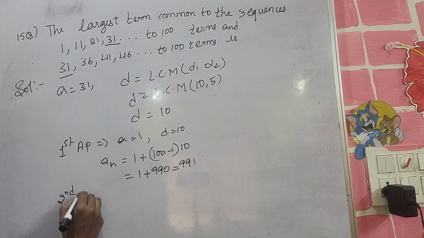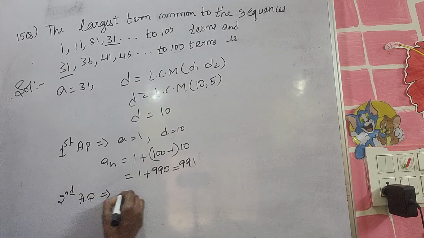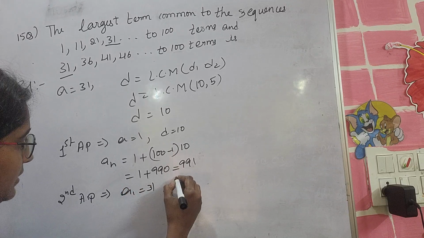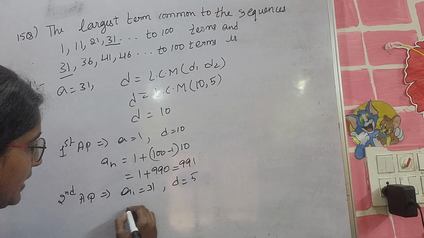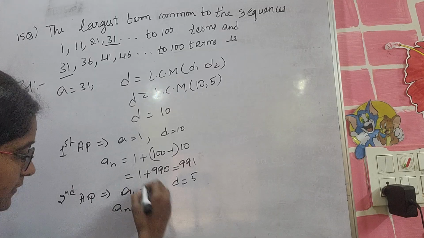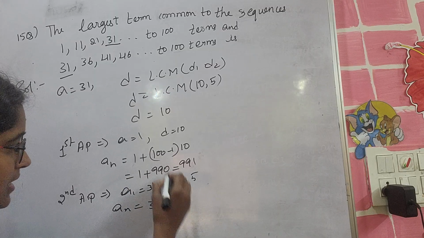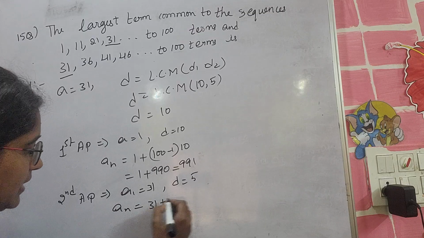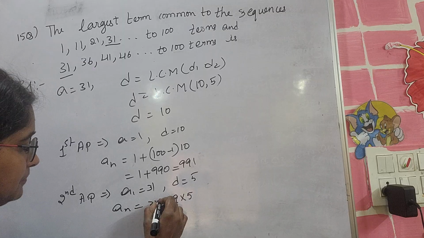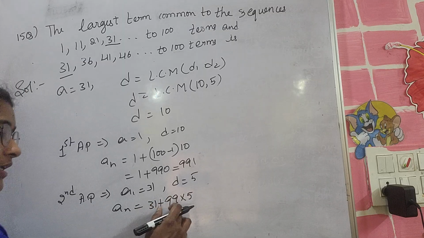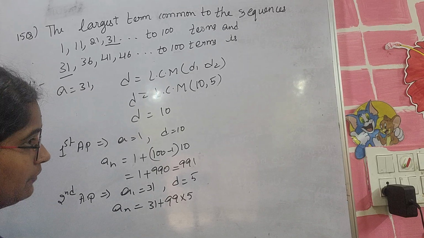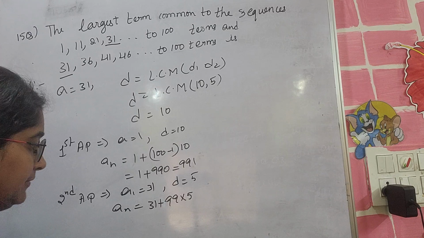Then the second AP. What is the first term in that? It is 31 and the common difference is 5. If I want to find the 100th term, it is 31 plus 100 minus 1, which is 99, 99 fives. So how much is it? 99 fives is 495.